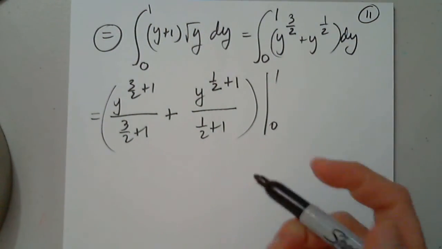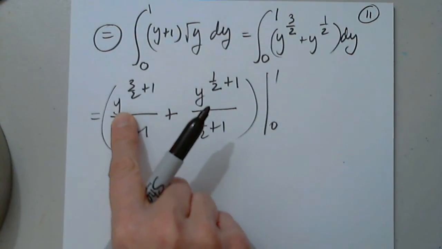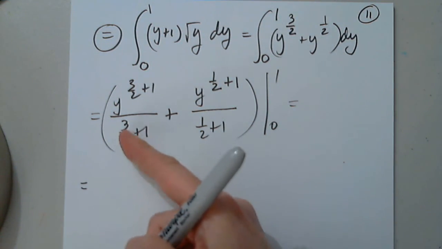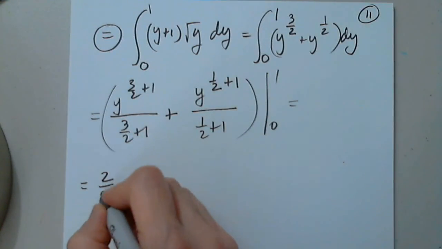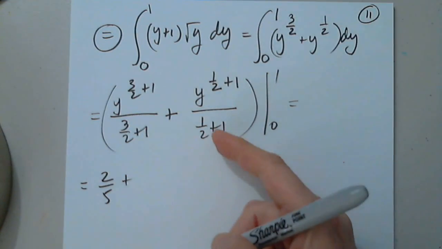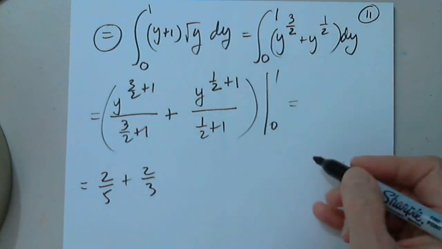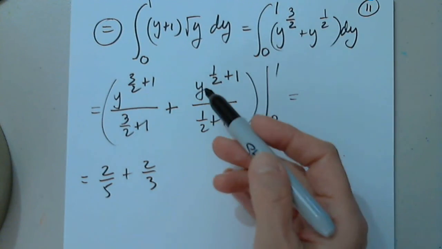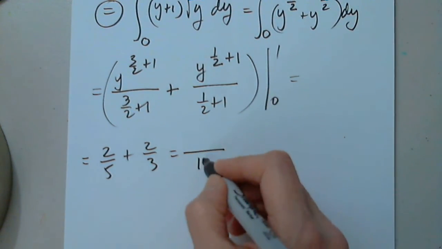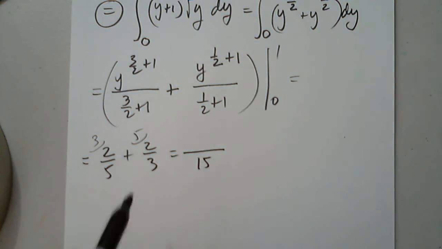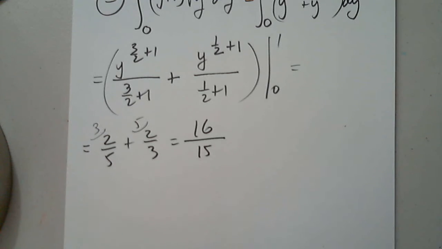I only plug in 1 because when I plug in 0, this becomes 0, this becomes 0, so I only plug in 1. 3/2 plus 1 is 5/2, so 2/5, because this is 1, plus 3/2, 2/3, because this is 1. And minus 0, but I don't have to write it, because it's 0. The least common denominator, 15. This one needs a 3, and this one needs a 5. So 6 plus 10. Great job, guys.